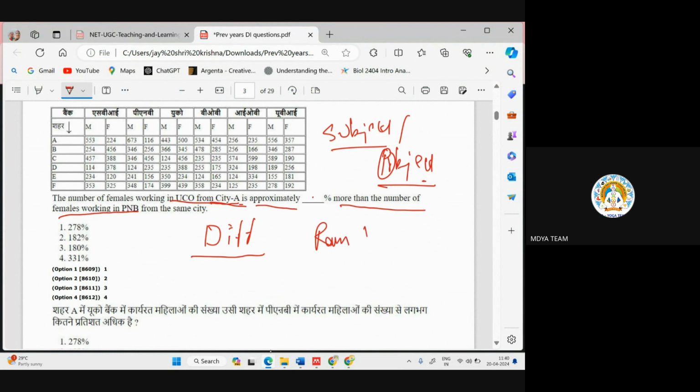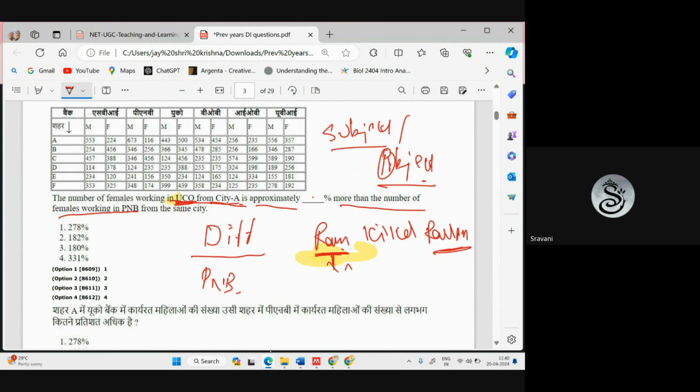Like Ram killed Ravan. So what is the subject here? Ram. Ram is the subject. So Ram is given the most importance in our sentence. So which value is given the most importance in our question? UCO from city A. This value is given the most importance. So it will be the subject, the value which is being compared. And what is the predicate? What is the source of comparison? Then it will be PNB. You understood now? Okay.